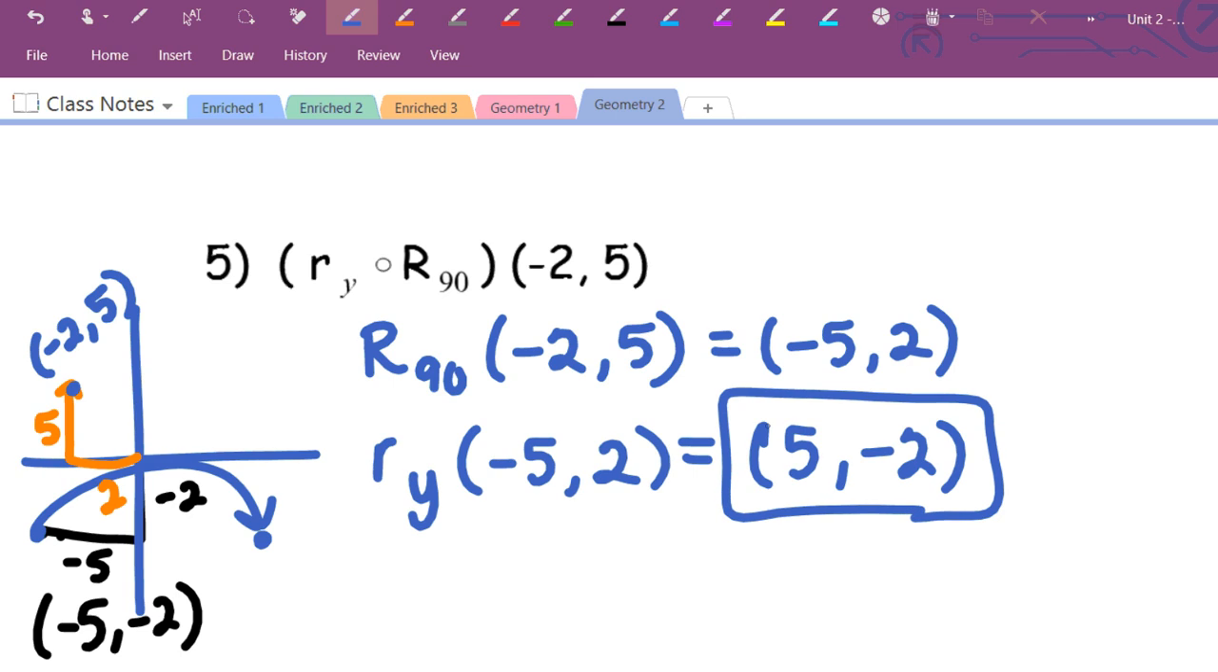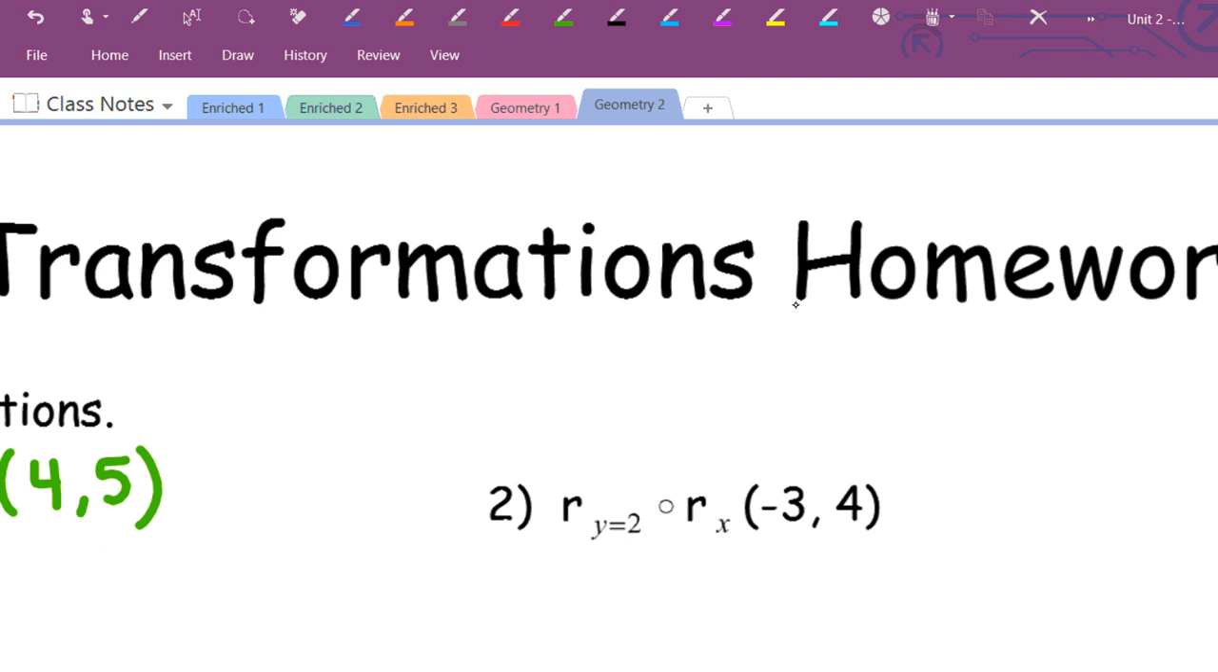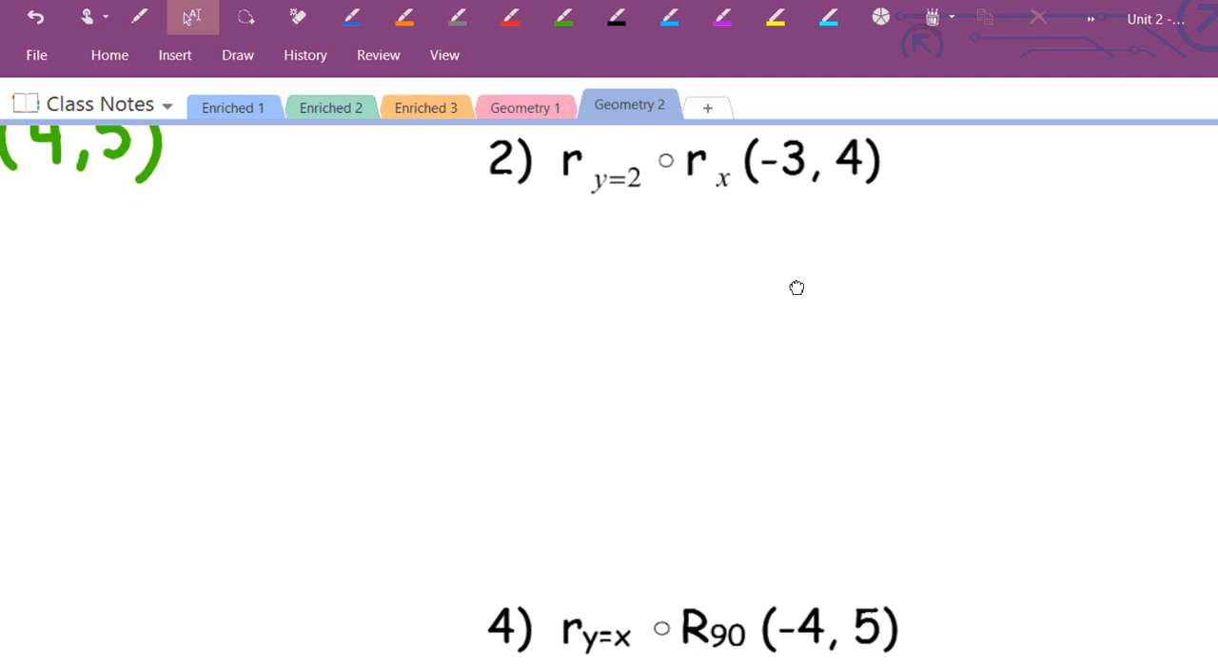So, I'm going to do another. And which one do you want to do next? 2. We'll look up topic 2. First thing, reflection in the x-axis. What's that going to be? That will give us a reflection in the x-axis on the point -3, 4.